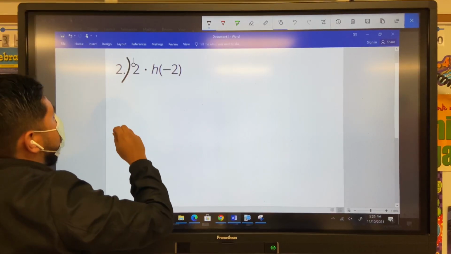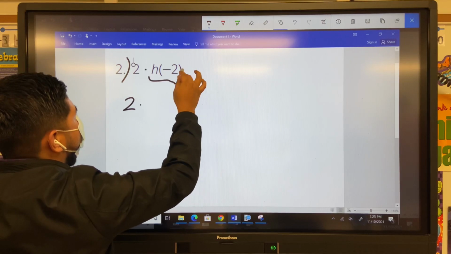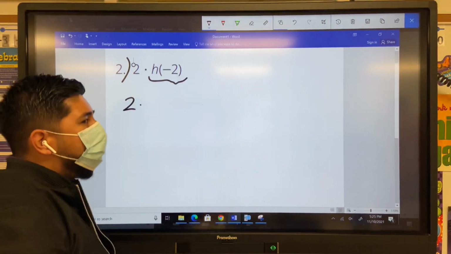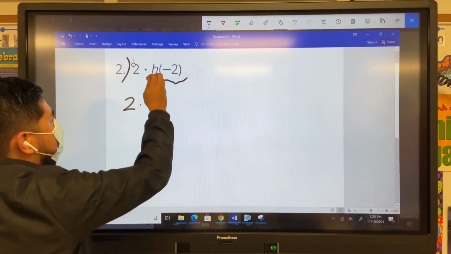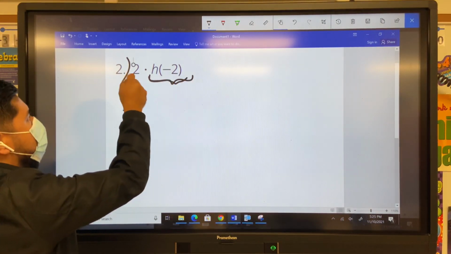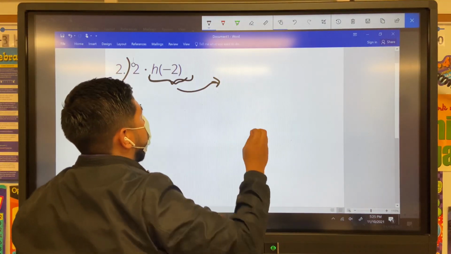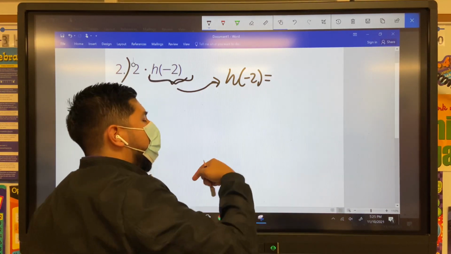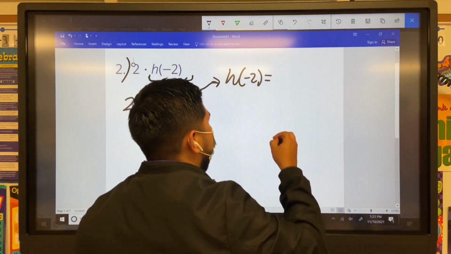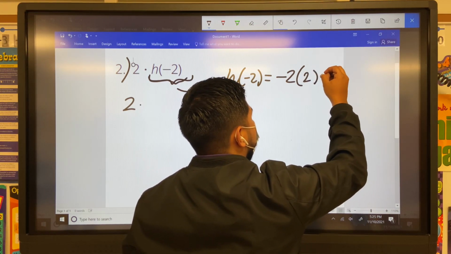Number 2 is stating we're going to multiply 2 times whatever this is. Before we do this part, we need to recognize that this is a piece. The 2 times is a piece. So let's go ahead and do this real quick. We have h of negative 2 equals, from the question, negative 2 parentheses 2 minus 5.